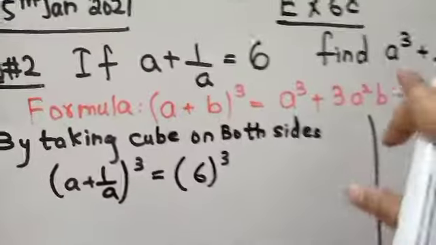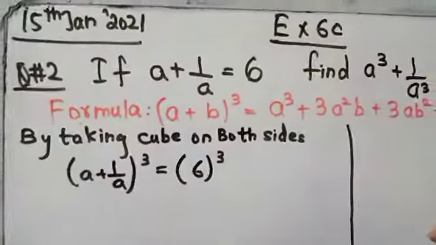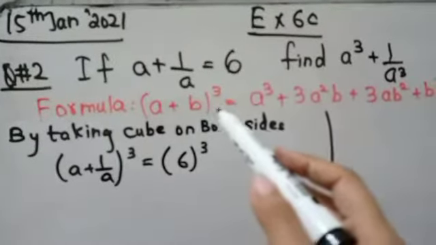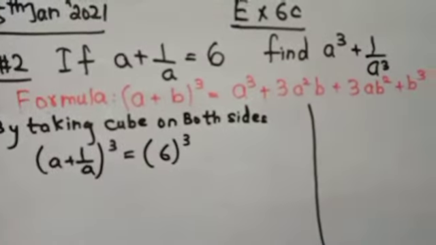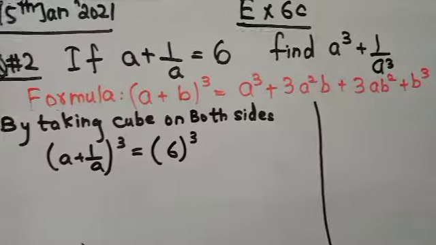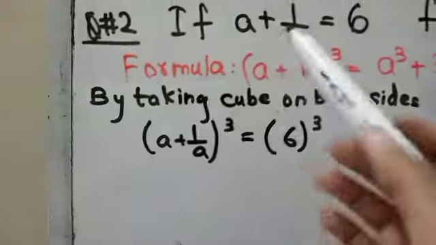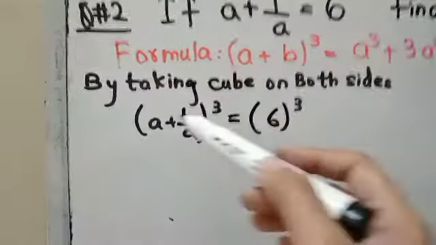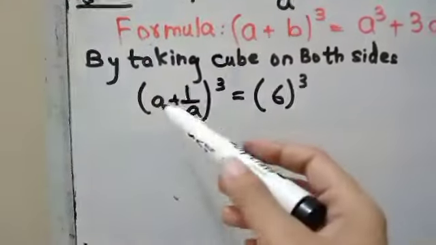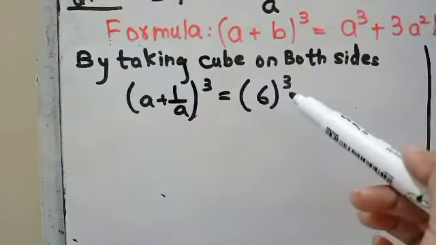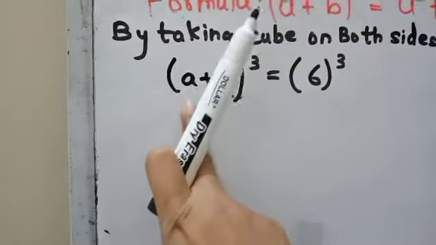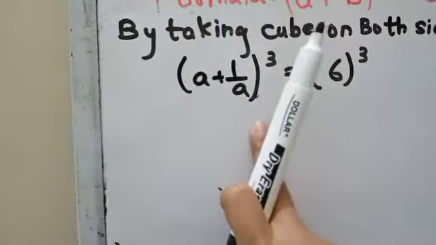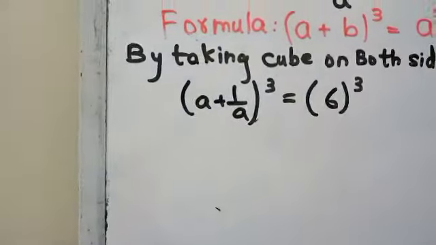So definitely if a cube is given to you, you will apply a formula. Plus sign is given to you, you will apply the plus formula of cube. a plus b whole cube is equal to a cube plus 3a square b plus 3ab square plus b cube. Now I will write, this is given to you, a plus 1 upon a is equal to 6. I will write by taking cube on both sides. So I will cube this also and I will cube this also. And now since I have a plus 1 upon a whole cube, I will apply the formula of a plus 1 upon a whole cube over here.